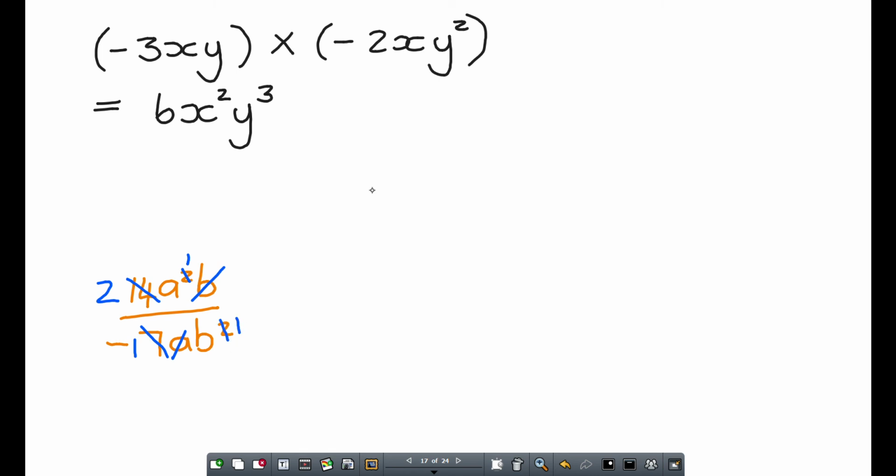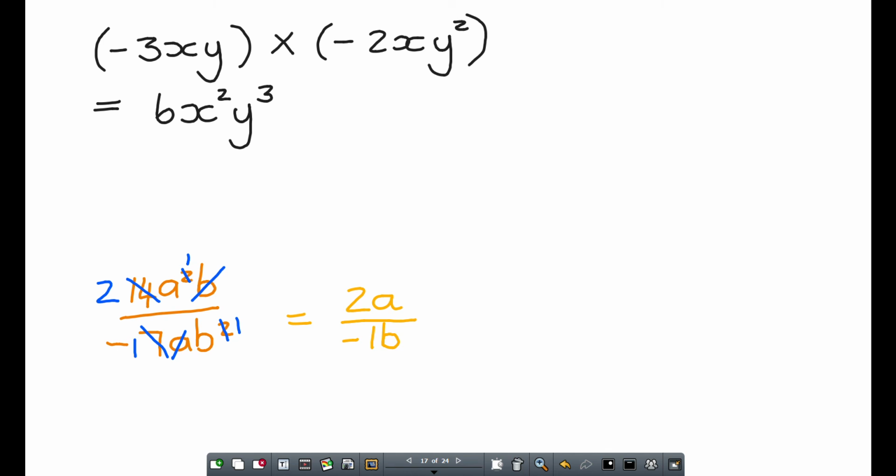Okay, now let's rewrite what we have left. It looks very bad. So at the top, 2a, and if you want, you can say to the power of 1, but it's not necessary. Okay? At the bottom, minus 1b, and again to the power of 1. But you don't have to write the to the power of 1.